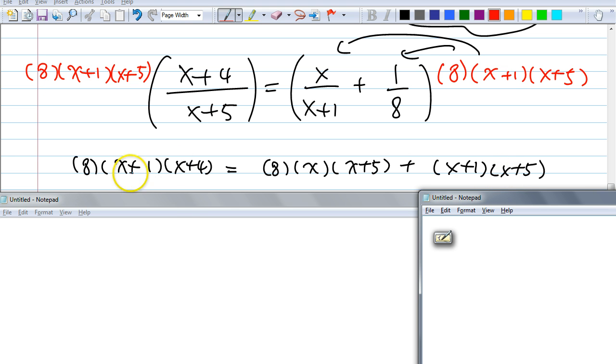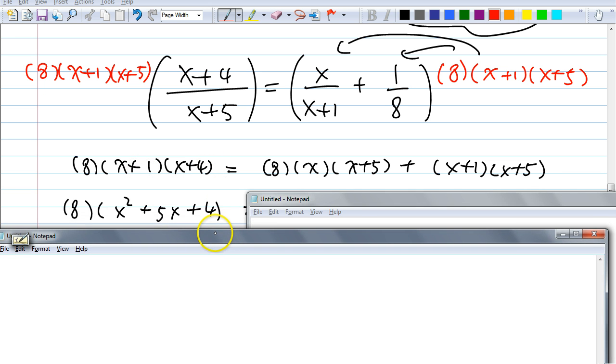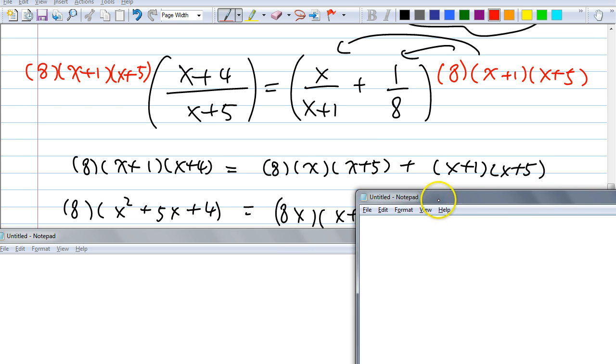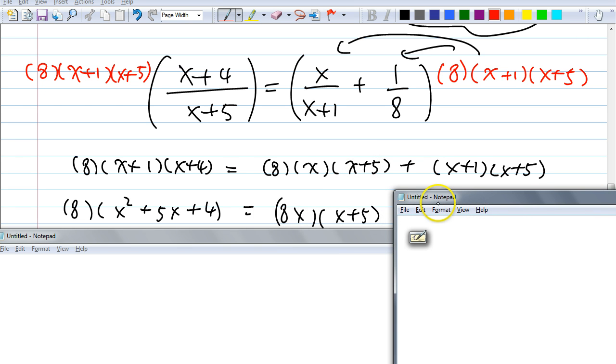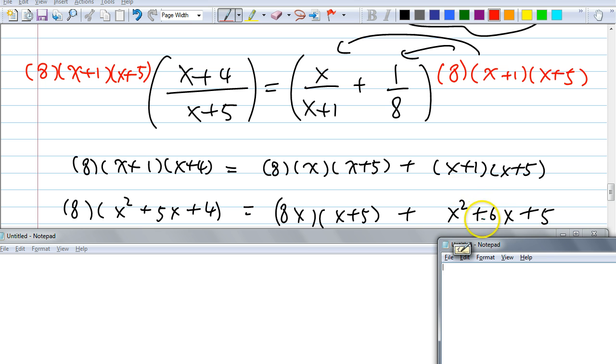So first of all, what do you get when you multiply x plus 1 times x plus 4? You get 8 times x squared plus what? 4x, and then 1x, 5x, and then here, 4. Would you not agree? So you just get that. Very good? And here, 8 times x plus 5, you just simply get 8x times x plus 5. Here you get x squared plus 6x plus 5. Correct? Because you get x times x, which is x squared. X times 5x, which is 5x. And here you got to add 1x to it. You get 6x. And then here at the end you get 5.